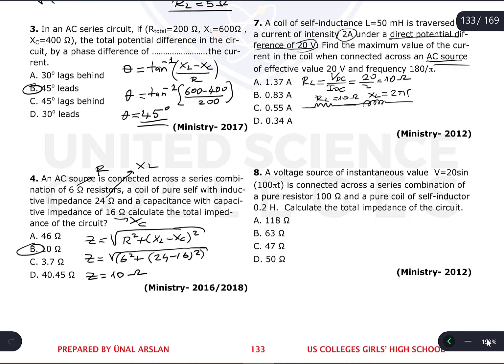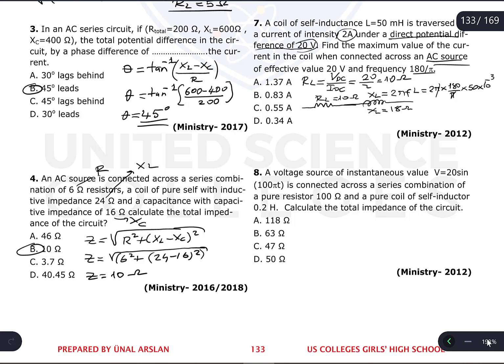2πfL is the equation. 2πf is given as 100/180 divided by π, multiplied by L, which is 50. But millihenry must be multiplied by 10 to the power of -3, so these π's will simplify. Let's calculate the XL. 2 times 180 times 50 times 10 to the power of -3. Result is 18. So XL is equal to 18 ohm.